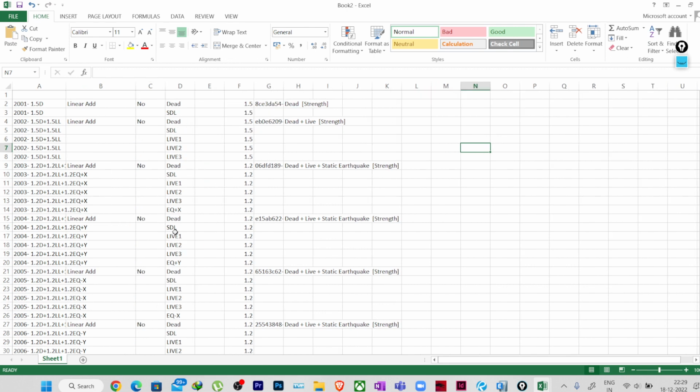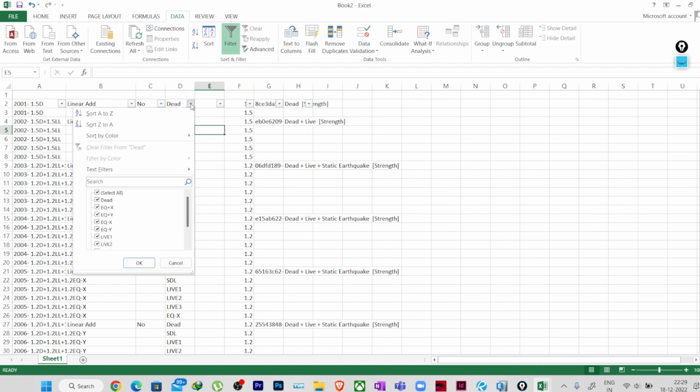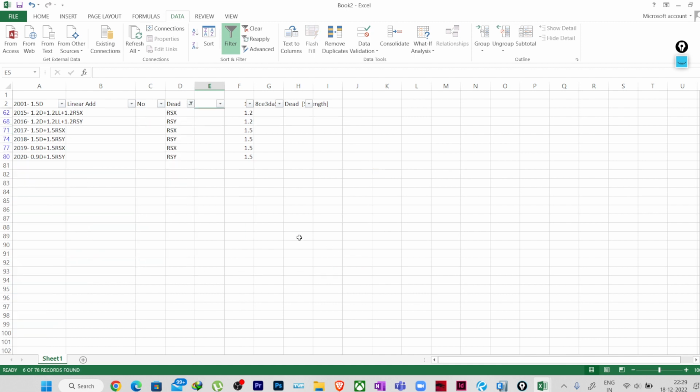Okay, so now if you see, here we have the load combinations. So I'll just filter this, and I'll select only the response spectrum X and Y. Okay, so these are the response spectrum X and Y that I have to replace. Okay, this I have to replace. So here this 1.2, if you remember, for X direction the scale factor was 1.84, right?